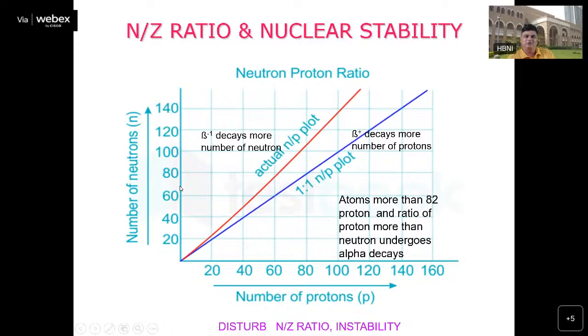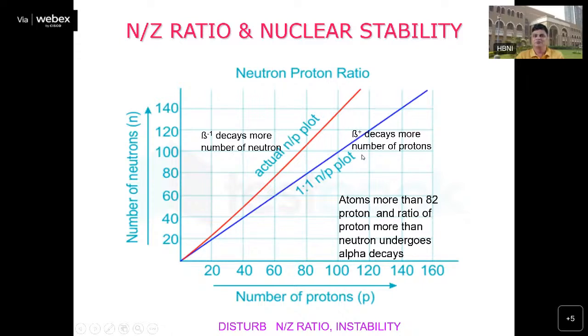An element lying on this side, having a greater number of neutrons, generally decays by releasing a neutron. This is basically called beta minus decay. If they have more neutrons, they decay by beta minus decay.